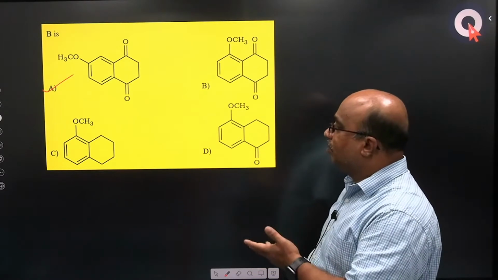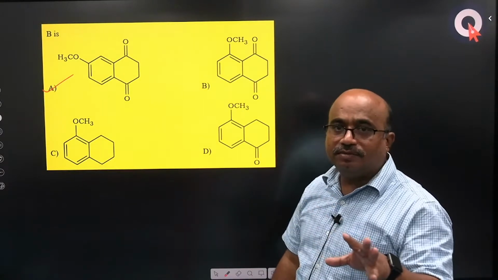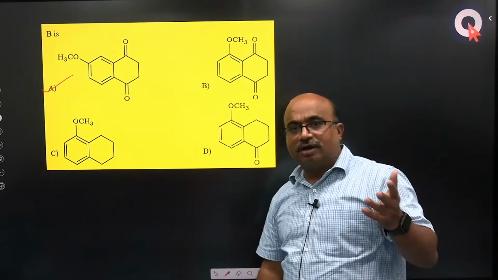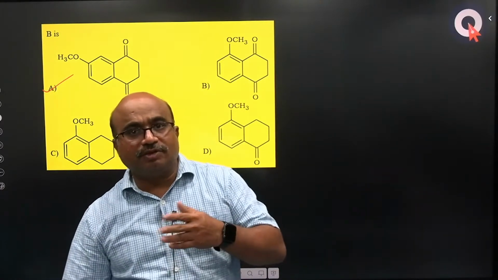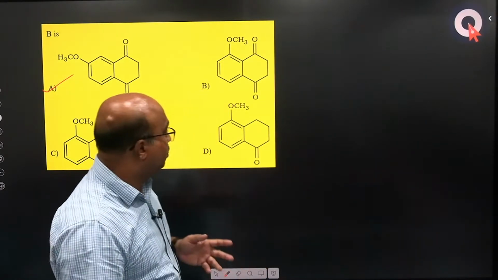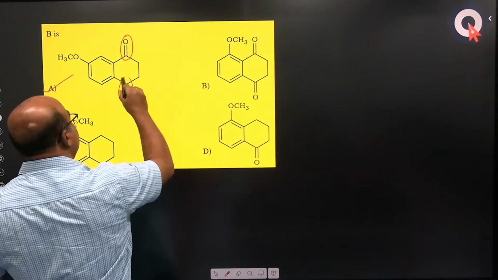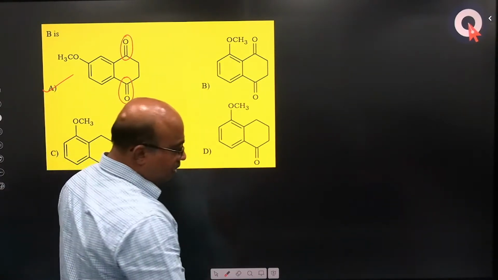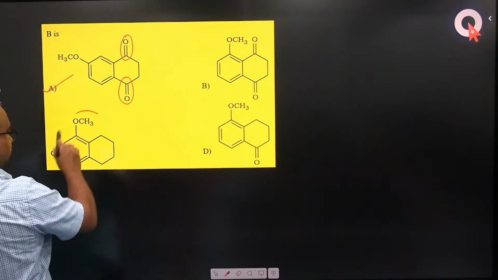Then after that, what we have done? This compound we treated with zinc amalgam and HCl. So it is nothing but, as we already know, a Clemmensen reduction. So when the Clemmensen reduction happens, what will happen? This C double bond O converts into CH2. So what is your C may be? This may be your C.